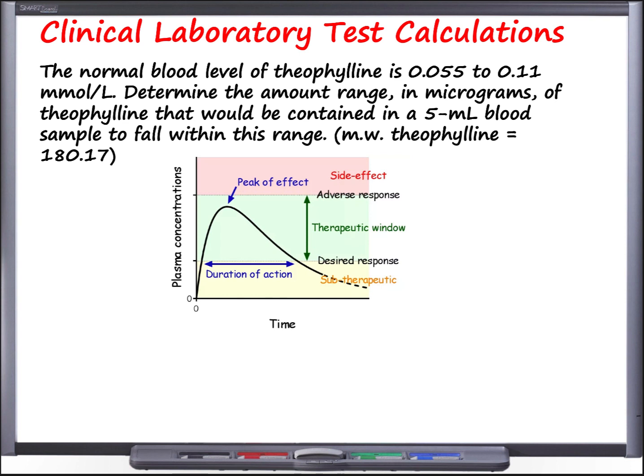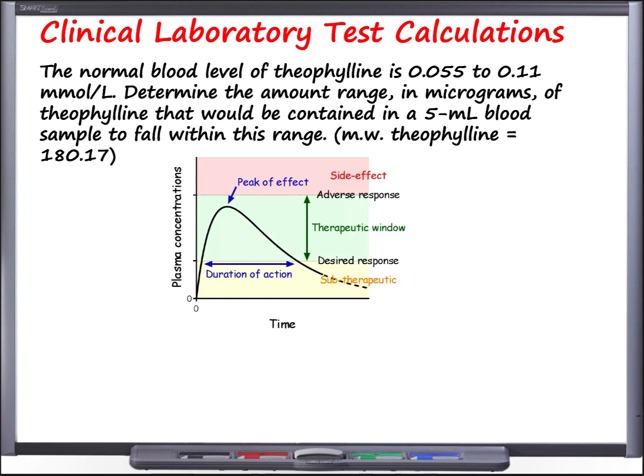Now, let's talk about this one specifically. Let me read the question first, and then we'll go through this graph here and explain why this is important. It says, the normal blood level of theophylline is within the range of 0.55 to 0.11 millimoles per liter. Okay, so looking at this graph, what do we mean?